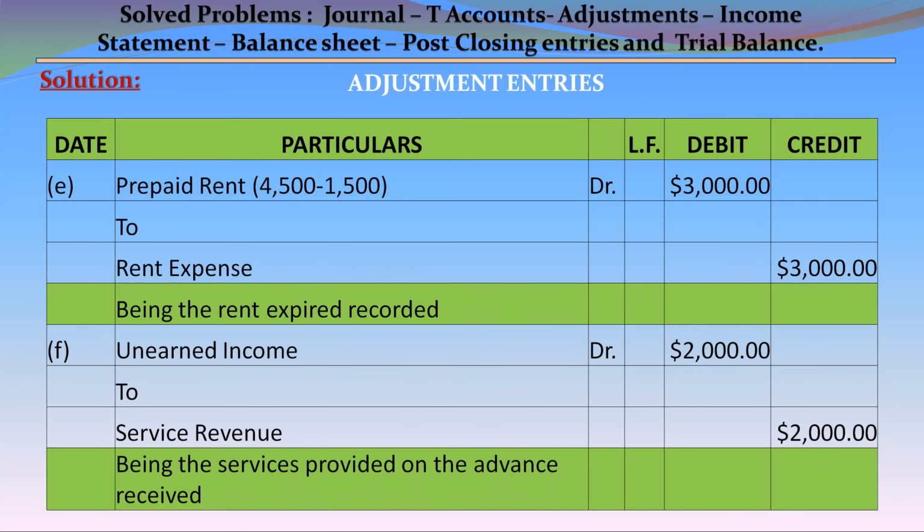Adjustment E, prepaid rent debit 3000 to rent expense 3000, being the rent expired recorded. Adjustment F, unearned income 2000 to service revenue 2000 credit, being the services provided on the advances received.